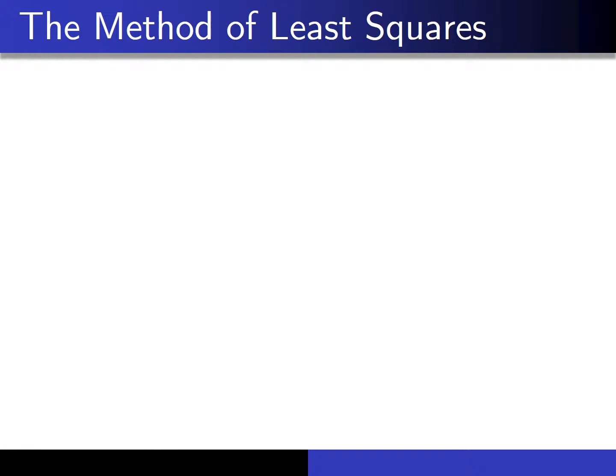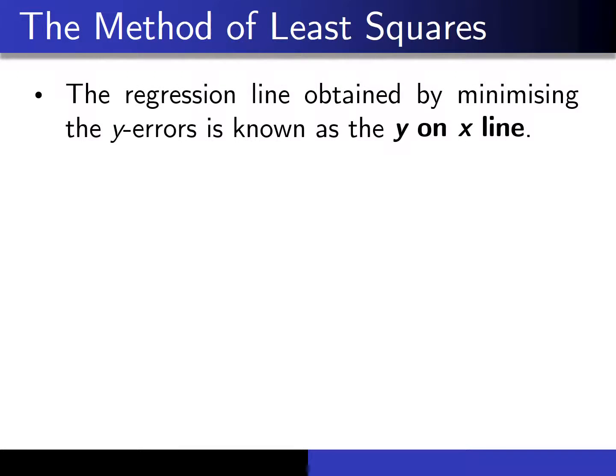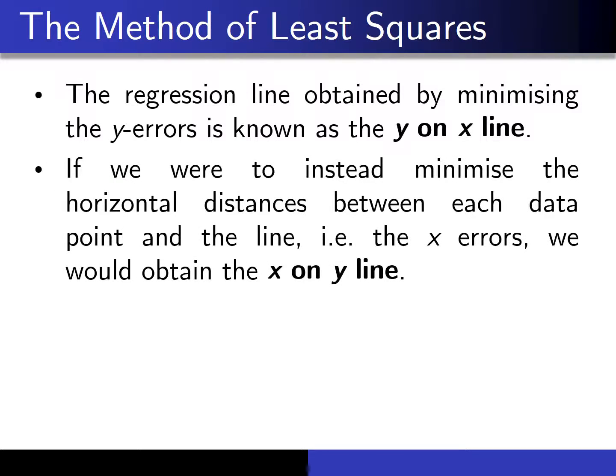In the previous segment, the regression line obtained by minimizing the y errors is known as the y on x line. If we were to instead minimize the horizontal distances between each data point and the line, in other words, the x errors, we would obtain another line, called the x on y line.